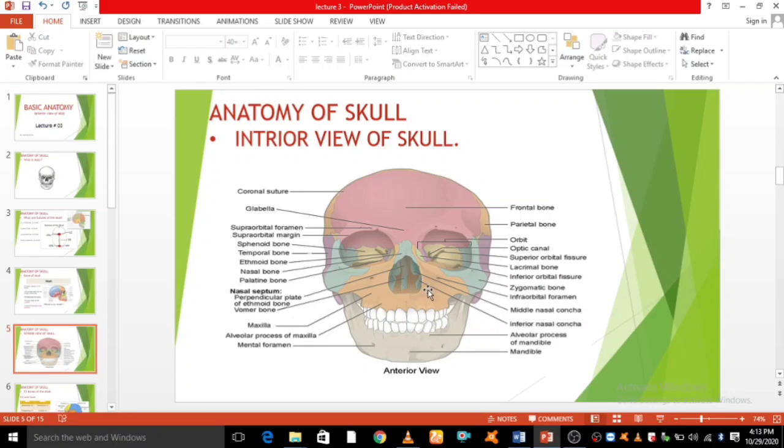It is much smaller and out of sight above the middle concha. The superior nasal concha is located just lateral to the perpendicular plate in the upper nasal cavity.